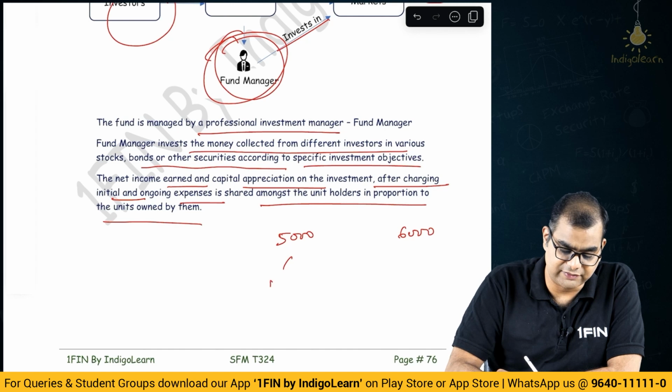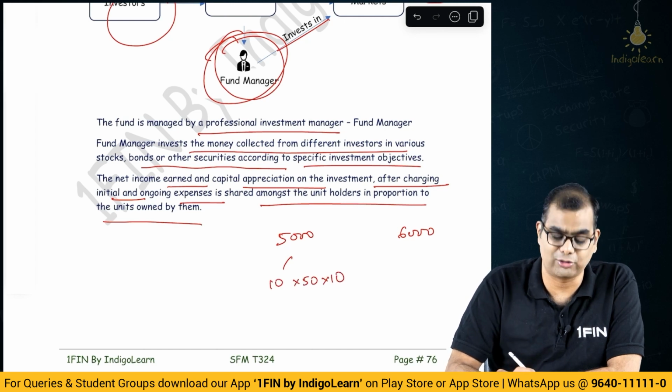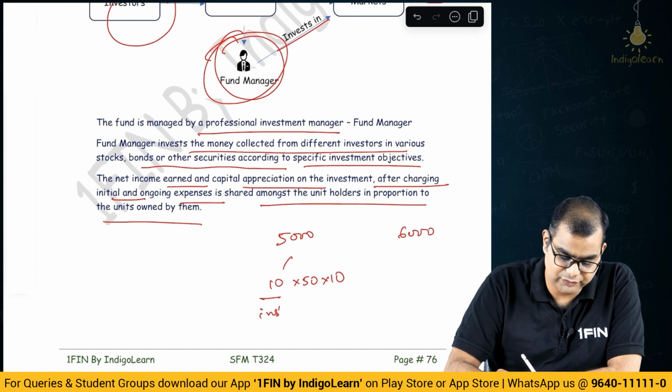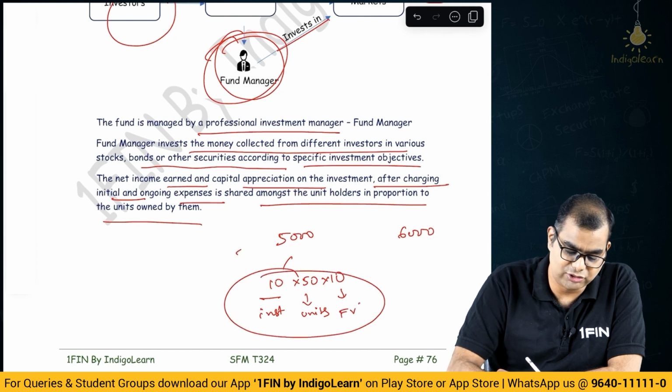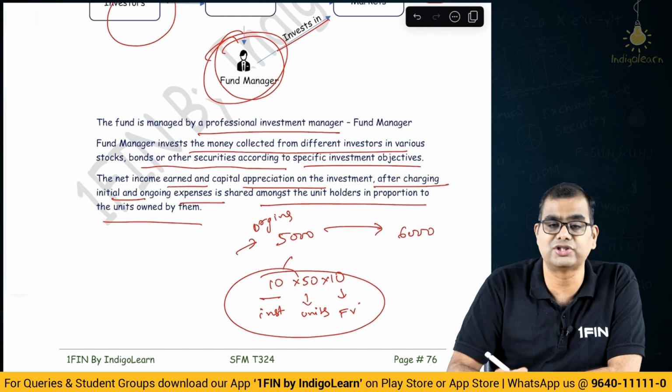Let's say there are 10 investors. Each investor is holding 50 units. Each unit is 10 rupees. So 10 investors, 50 units, face value per unit. If you multiply these three, you get the original investment. This original investment, let's say, grows in value to 6,000 rupees.